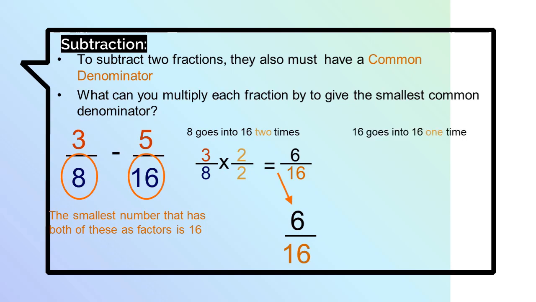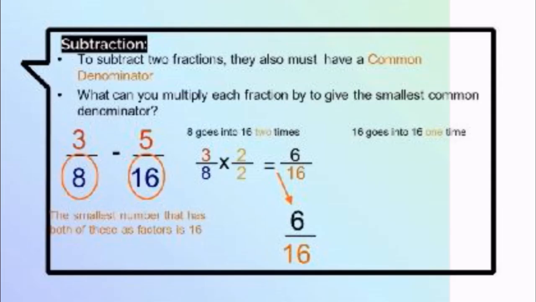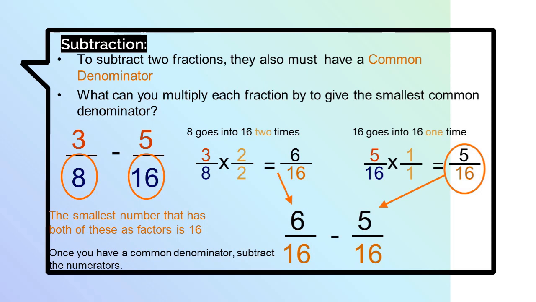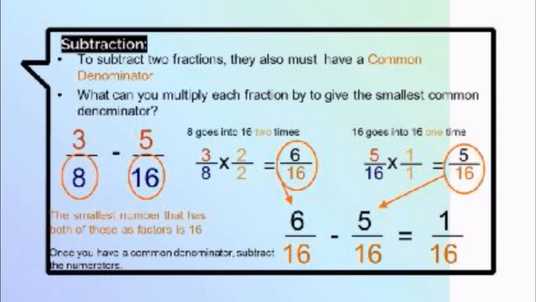Then the second fraction. 16 goes into 16 one time. So 5 over 16 times 1 over 1 equals 5 over 16. Let's write it down here. Once you have a common denominator, subtract the numerators. 6 minus 5 equals 1. Then copy the common denominator 16. Thus, the answer is 1 over 16.